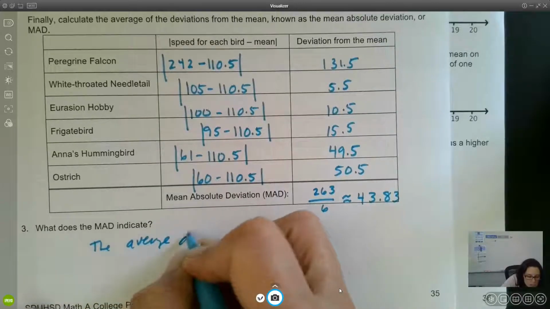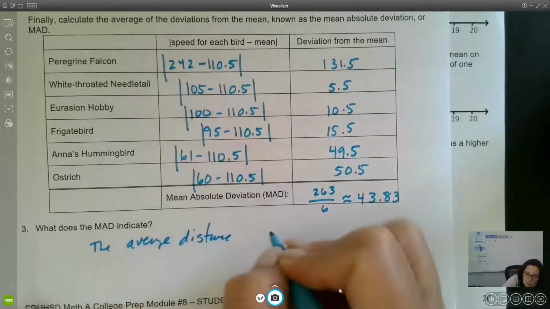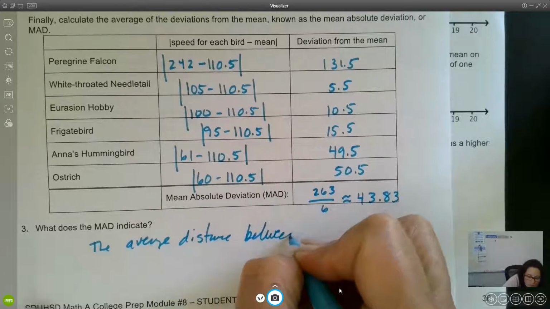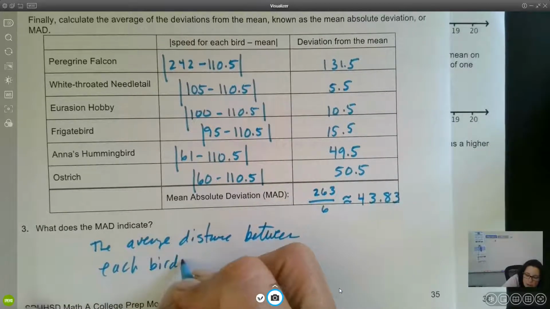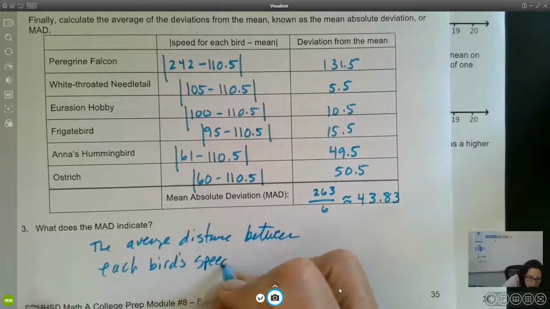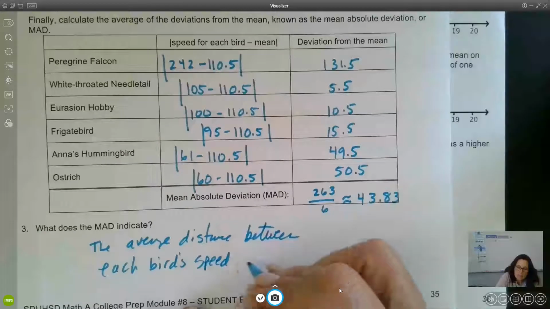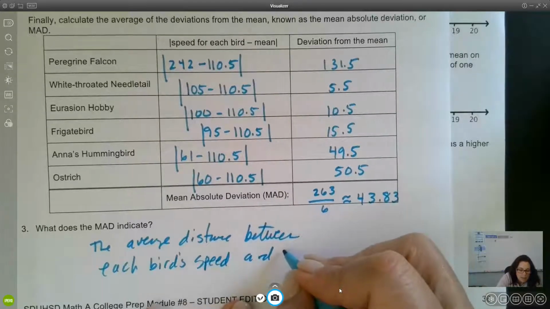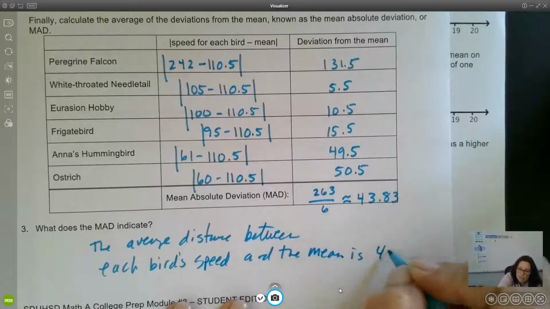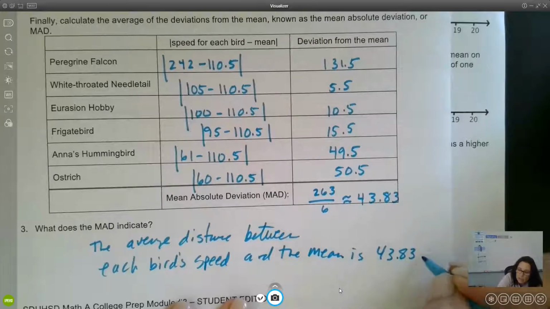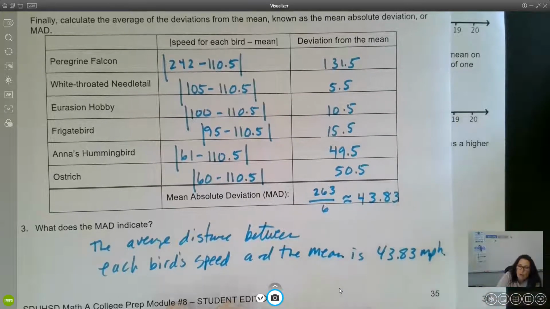The average distance between each bird's speed and the mean is 43.83 miles per hour.